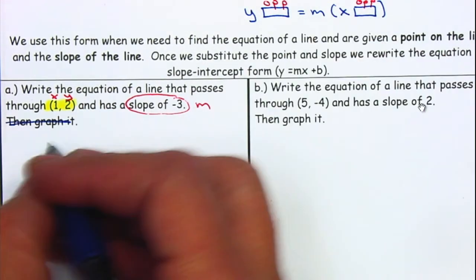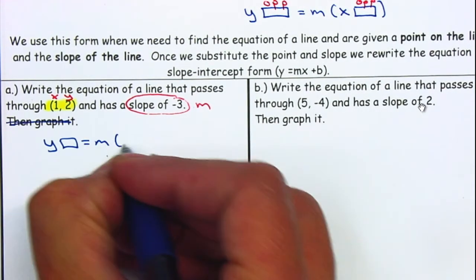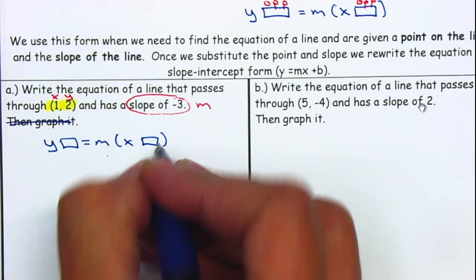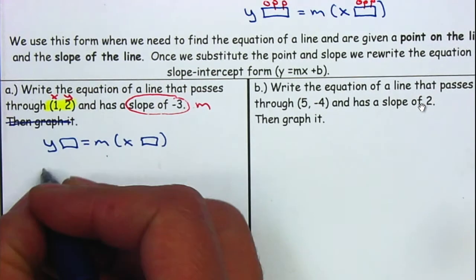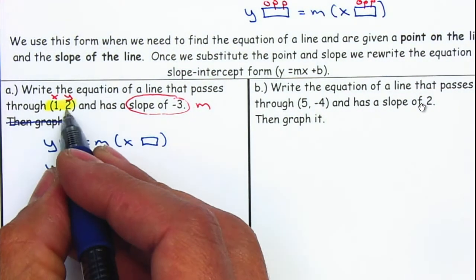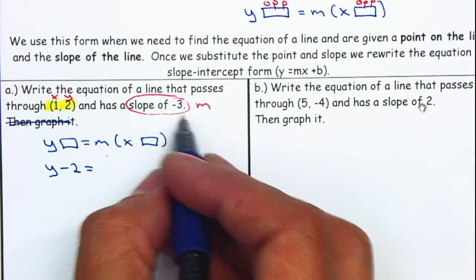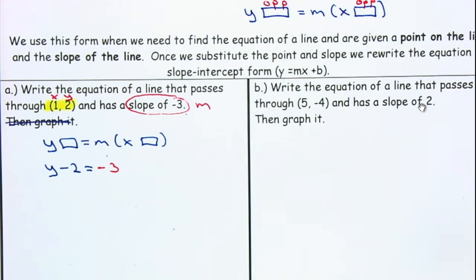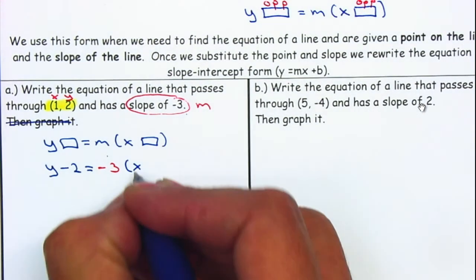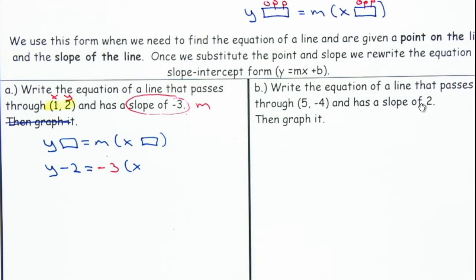Let's go and write down our equation. So y box is equal to m x box. And we're going to substitute the values, the information that's given to us. So this will be y. This is a positive 2, so it'll be minus 2. My slope is negative 3. That'll be in red. And then we have x. The x value is 1. And the opposite will be negative 1.